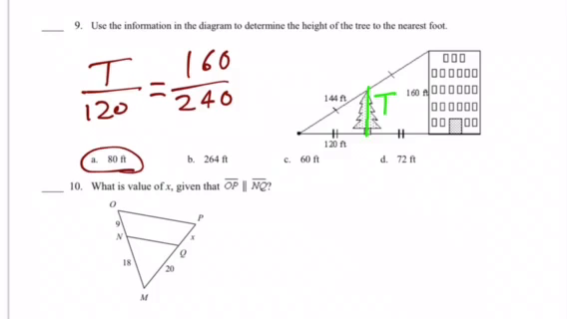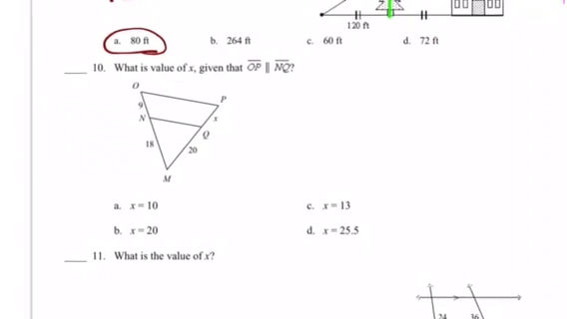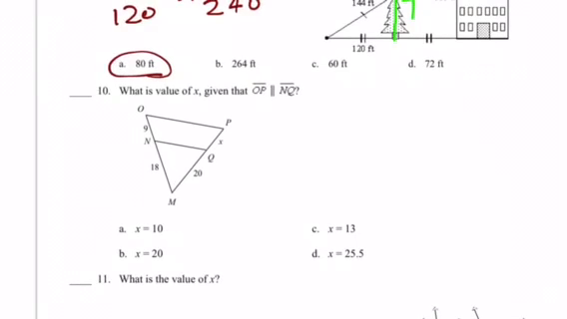Let's see, so for number 10, trying to find the value of x, and we know that OP is parallel to NQ. So then we know that those sides have to be in proportion, and so we can set up a proportion, and again there's a number of different ways that we can do that. In this case the numbers work out nicely, so maybe you can figure that out just by looking at it.